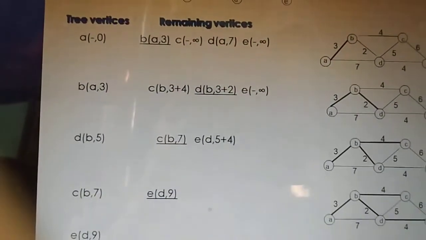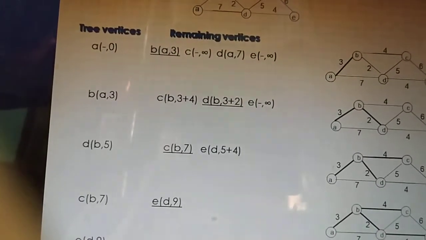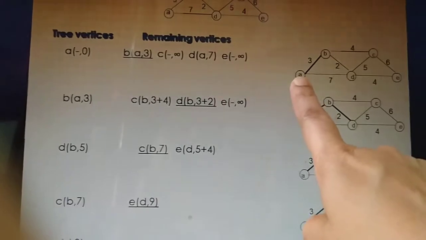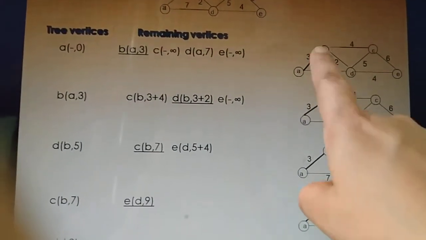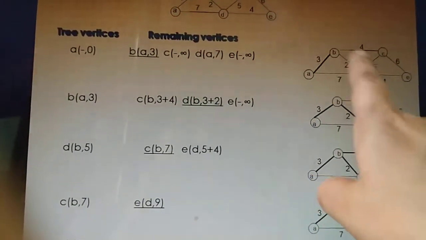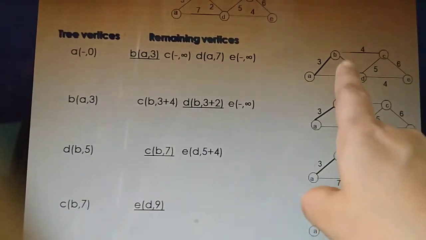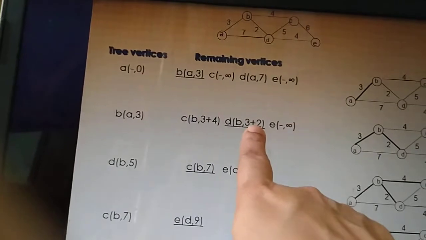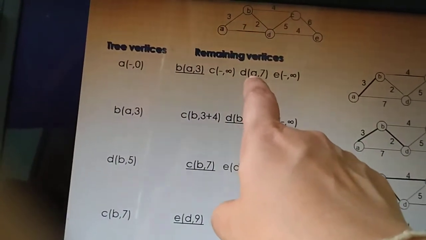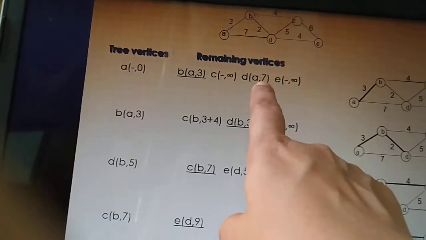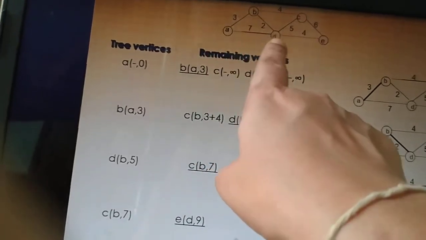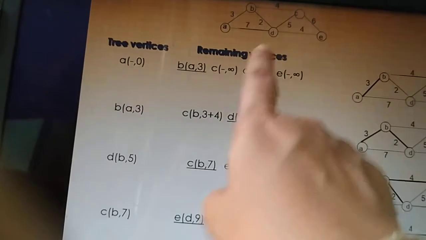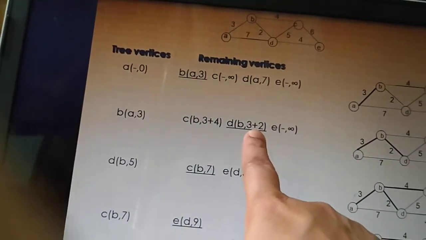Okay. Now to D, initially the distance from A to D was 7, but if I go through B, it is 5. So that is also updated here. Initially the distance from A to D was 7, now through B it is 5, because 3 plus 2 is 5.